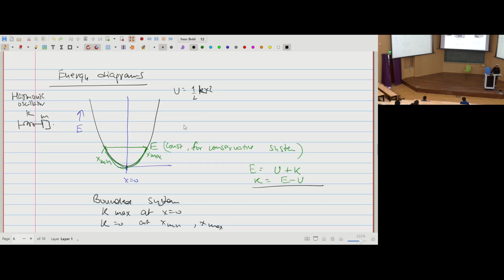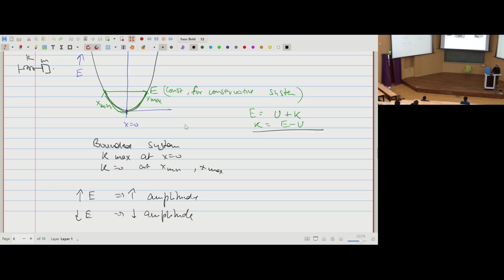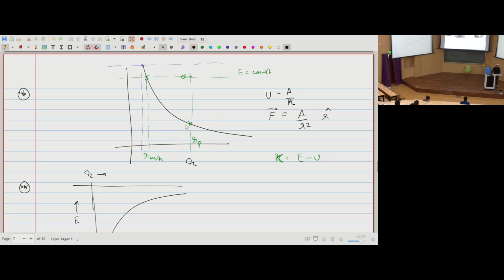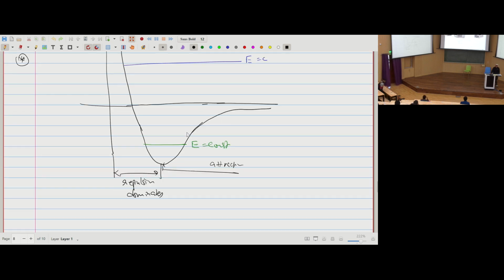Then we talked about energy diagrams. We discussed the total energy for conservative systems being drawn as a straight line on this energy diagram, and this helps us understand whether the system is bounded or unbounded. So this system, for example, on the top is unbounded, because from the left side, if you draw the E equal to constant line, it will hit the potential energy graph, but on the right side it is open. Similarly for this case as well.